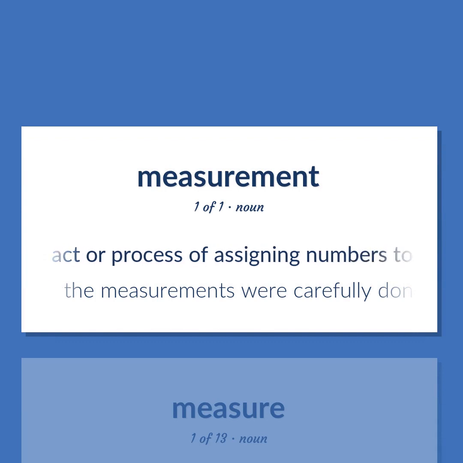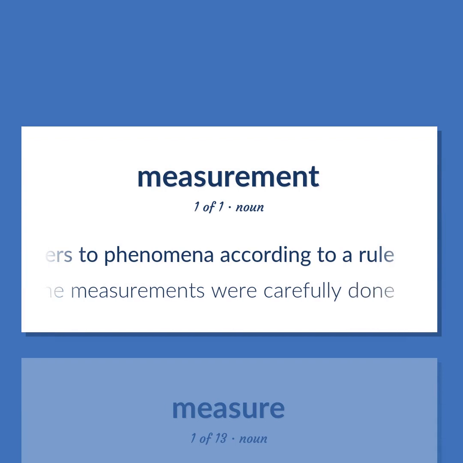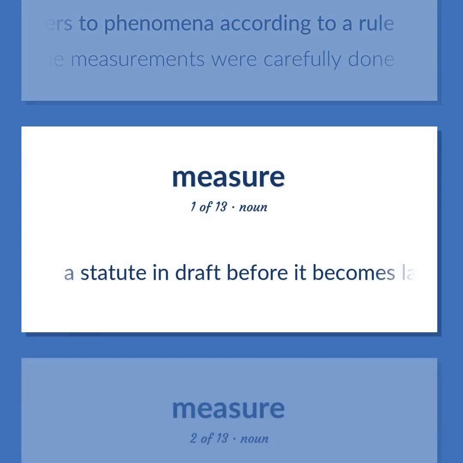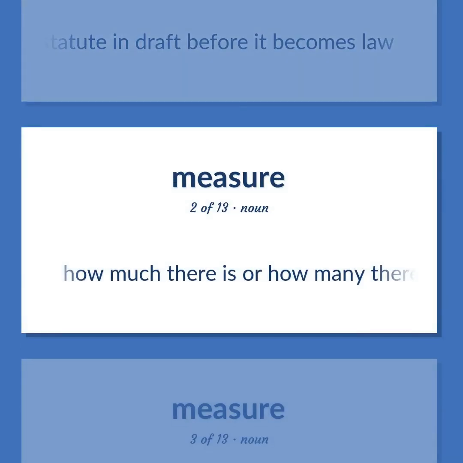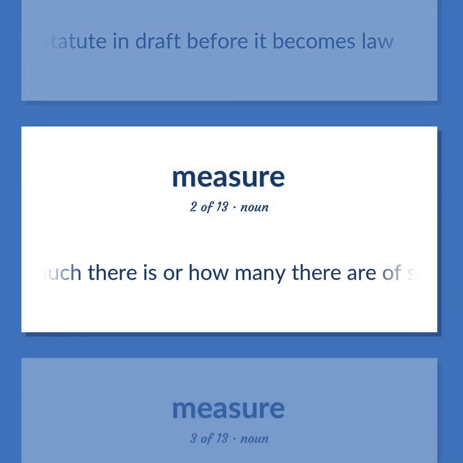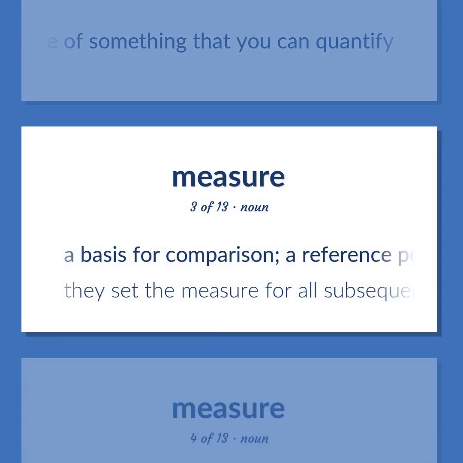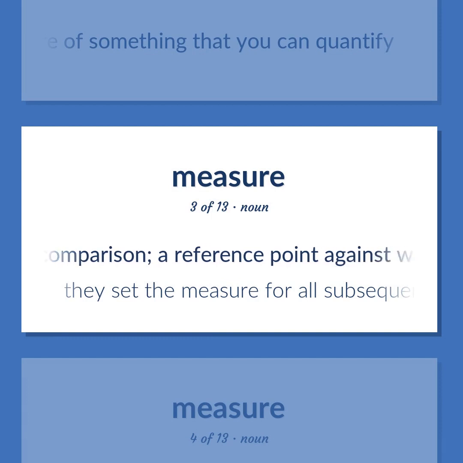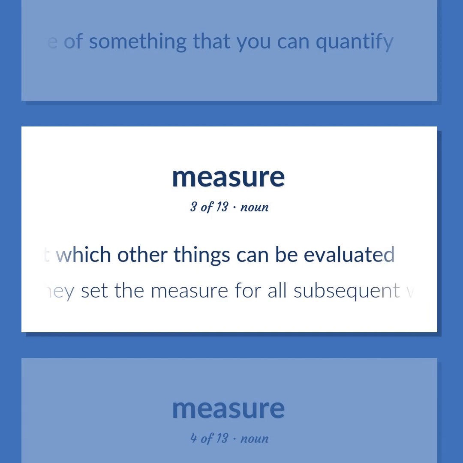The act or process of assigning numbers to phenomena according to a rule. The measurements were carefully done. A statute in draft before it becomes law. How much there is or how many there are of something that you can quantify. A basis for comparison. A reference point against which other things can be evaluated. They set the measure for all subsequent work.